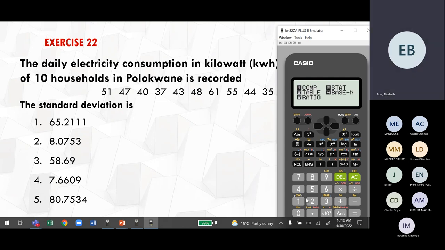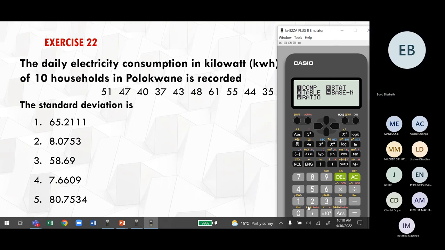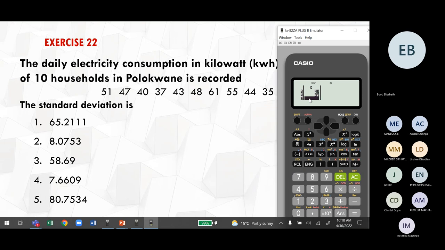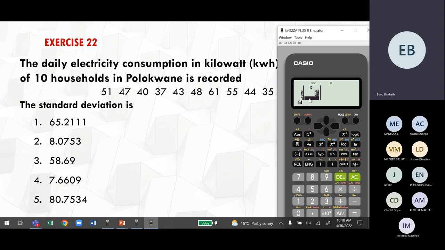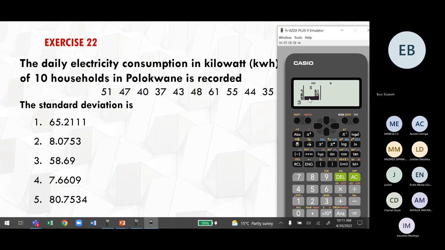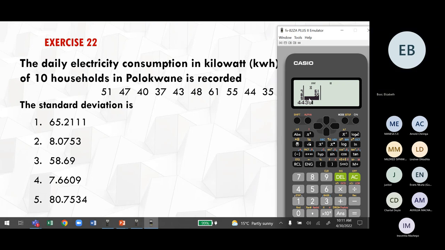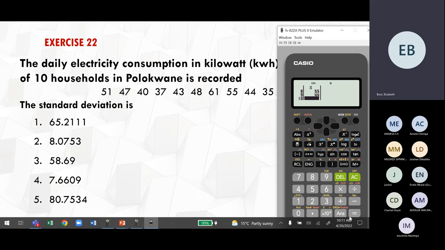And that is why I always start from the beginning, and that way it clears the calculator of any stored value. Then I can capture again: 51, enter, 47, enter, 40, enter, 61, enter, 55, enter, 44, enter, and 35. You will see that when I press enter, because I'm navigating on my laptop, it presses the equal sign. 35, equal. Okay. And then on and off.